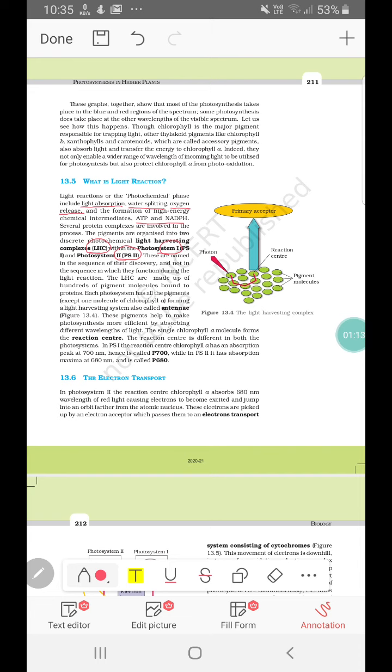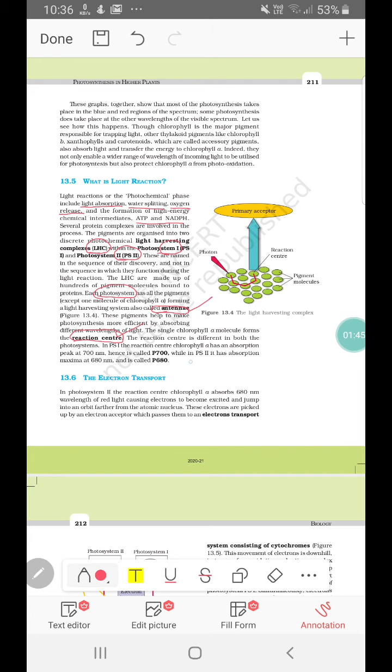Now, in this photosystem, all the pigments form the light harvesting system, which you can call the antenna, except chlorophyll A. Chlorophyll A is called the reaction center. So you can say that the photosystem contains an antenna and a reaction center. The reaction center is the place where chlorophyll A is present.